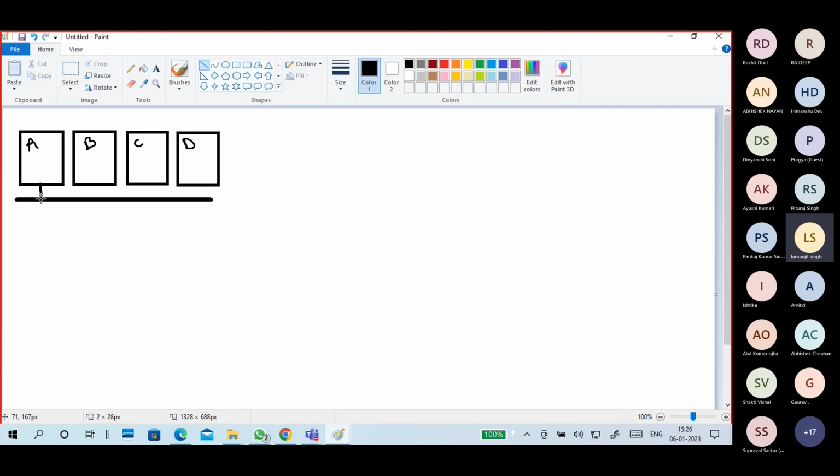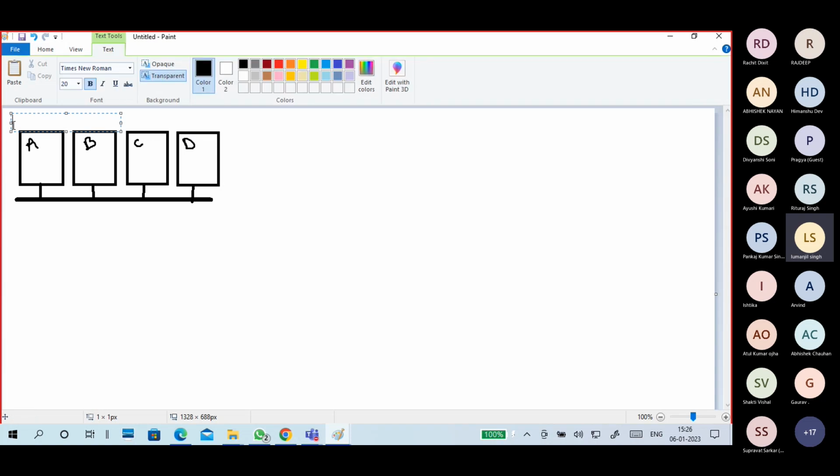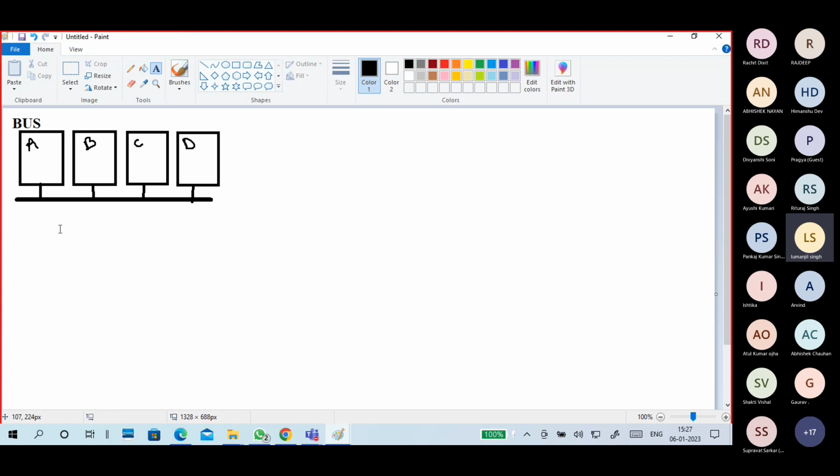I connected the devices to this backbone wire like this. It is a very easy to configure network. This is called a bus topology. What is a bus topology?